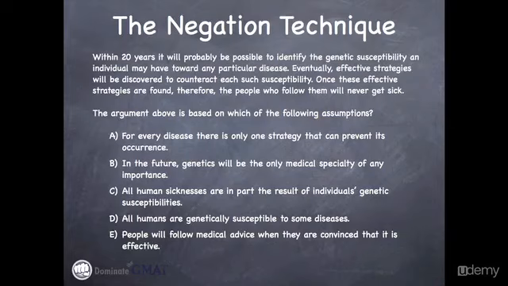Beautiful. Step 2, we read this argument reductively. Within 20 years, it will probably be possible to identify the genetic susceptibility an individual may have toward any particular disease. Eventually, effective strategies will be discovered to counteract each such susceptibility. Once these effective strategies are found, therefore, the people who follow them will never get sick. So I want you to read this reductively. I want you to press pause. I want you to break this argument up into its component parts. Clearly identify the conclusion, clearly identify the premises, and then see if you can find the assumption, see which answer choice you get, and then we'll come back and we'll do it together. Go ahead and press pause.